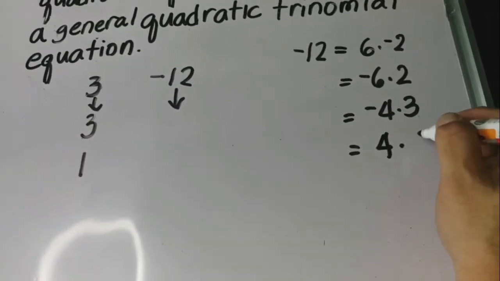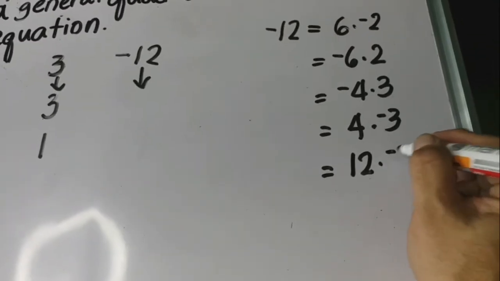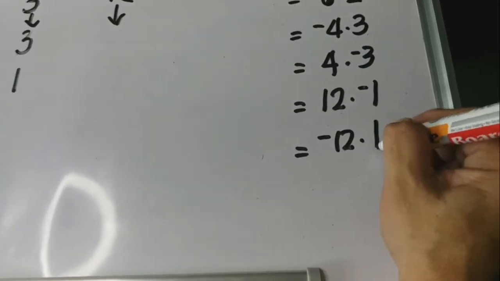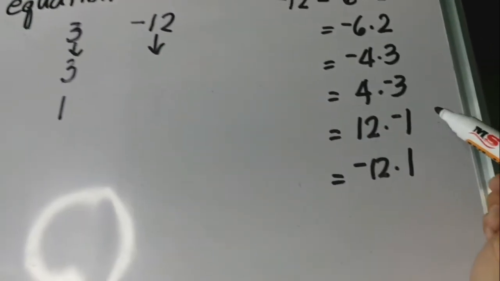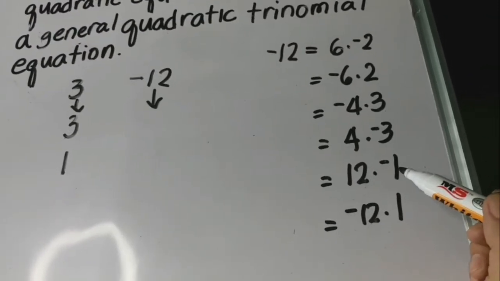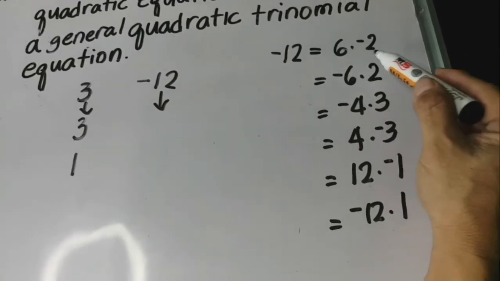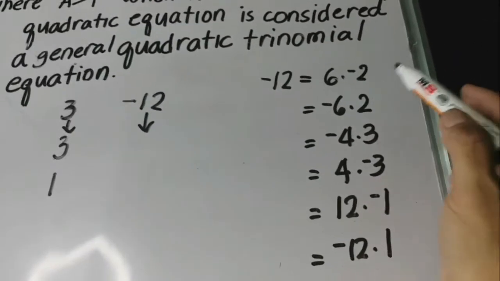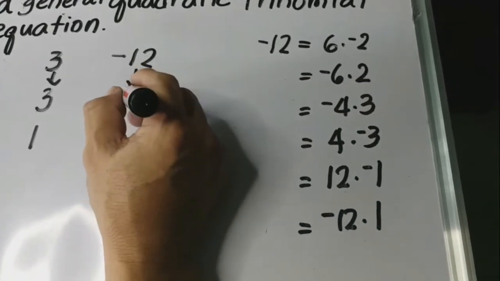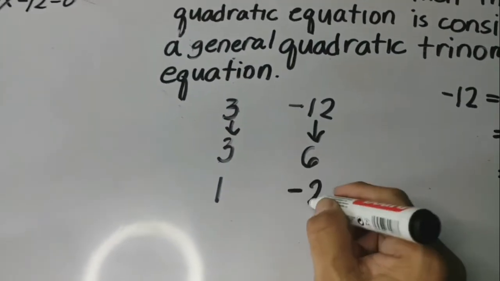Positive 4 and negative 3. Positive 12 and negative 1. Then negative 12 and positive 1. Since this is more of a trial and error, let's try two factors: 6 and negative 2. Then we have here 6 and negative 2.